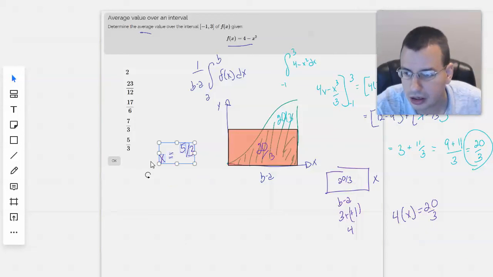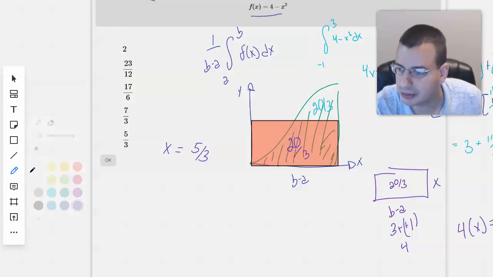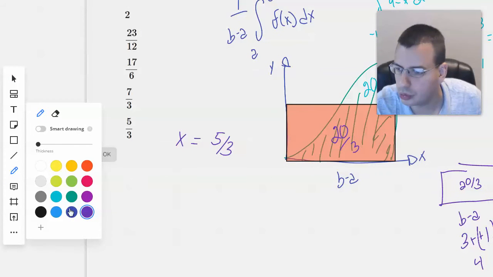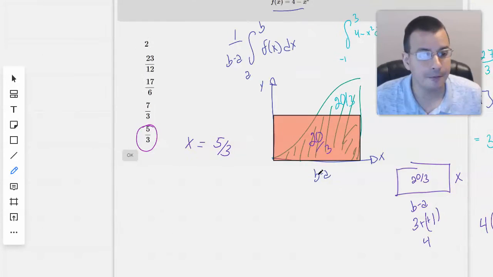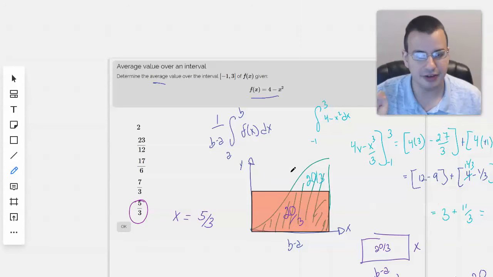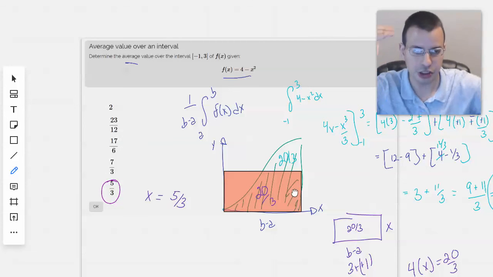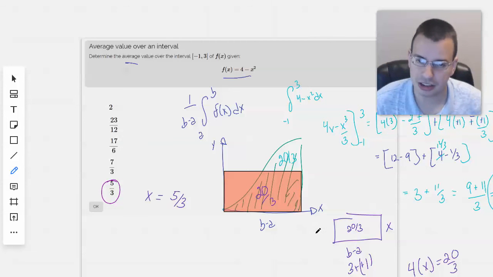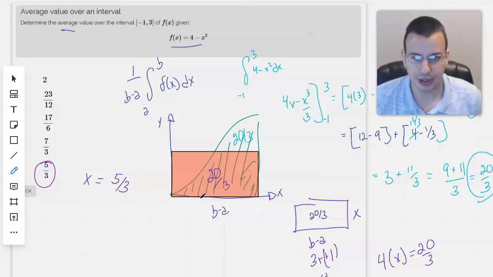Move over here. Aha, found it already, conveniently on the bottom. Ooh, purple. 5/3. So that's the idea behind the average value over an interval. Average value: find the full area, change it into a box where you have the same width. The width will be b minus a.